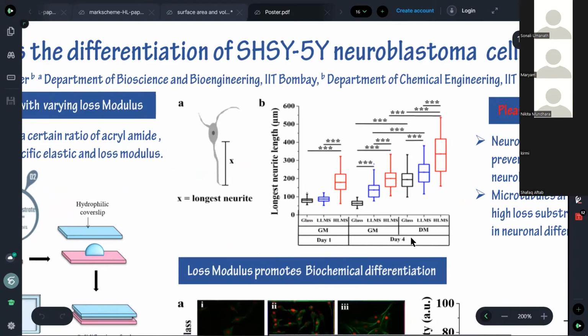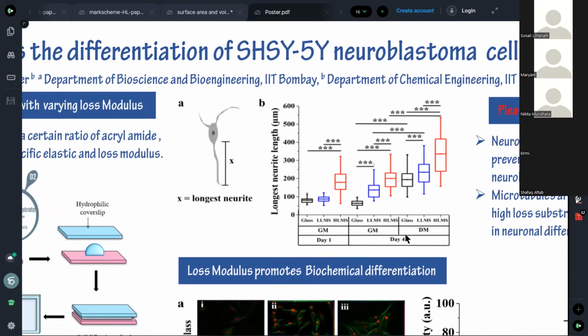On day 4, in growth medium, look at the low loss modulus ones. When you give differentiation media, we see an enhancement in that, right? But the HLMS one, we didn't see an enhancement after 3 days. That means whatever they had to sense in the very first day, they sensed it and they made the neuroid length.